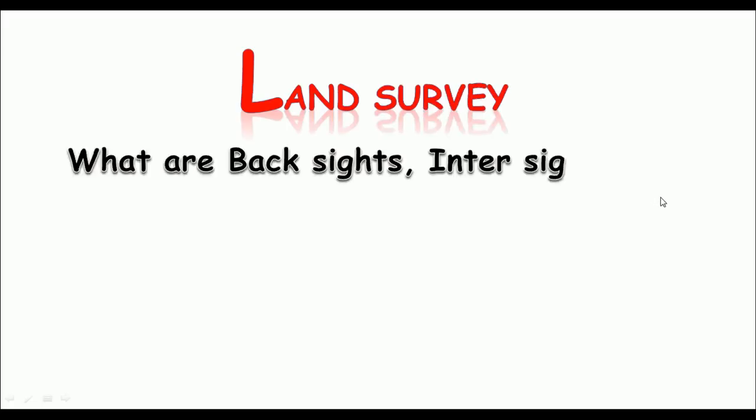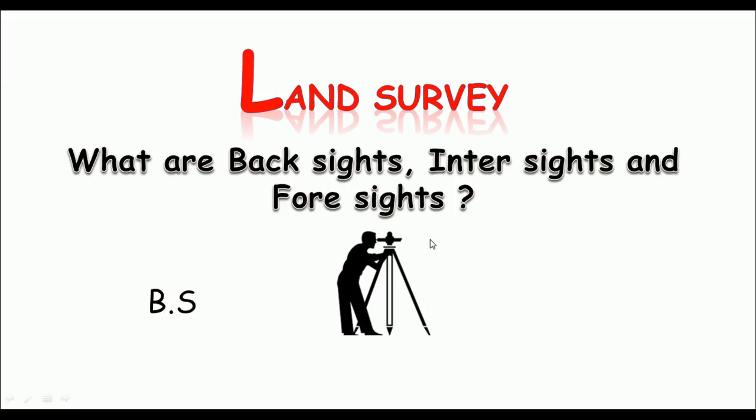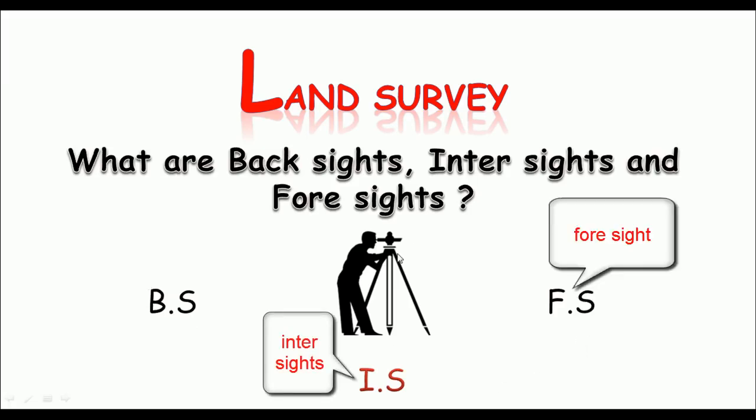What are these three types of reading in land survey? The backsight, intersight, and of course foresight. These are known shortly by BS, IS, and FS. BS represents backsight, IS represents intersight, and FS is of course foresight.